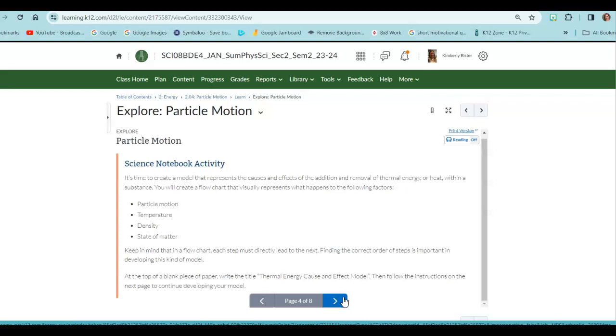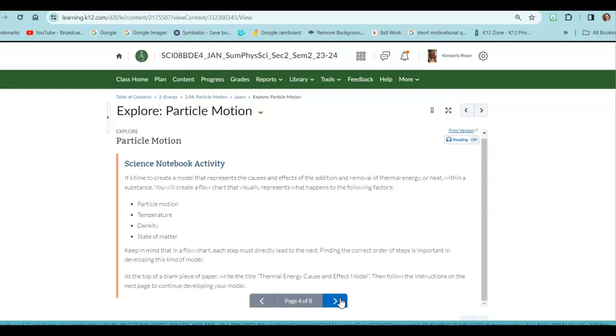So for the notebook activity, we're creating a model that represents the causes and effects of the addition or removal of thermal energy or heat within a substance. You'll create a flowchart that visually represents what happens to the following factors: particle motion, temperature, density, and state of matter. We just went through those examples with the water example in the lesson. That would be something that you could use, and you're creating a diagram.